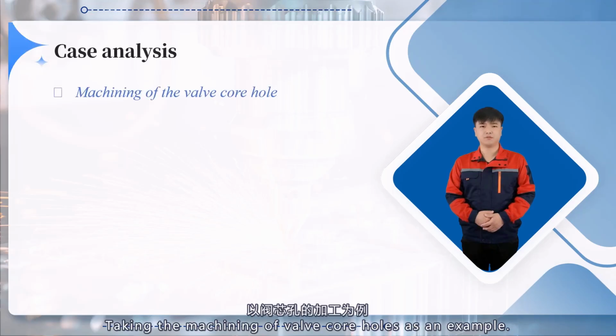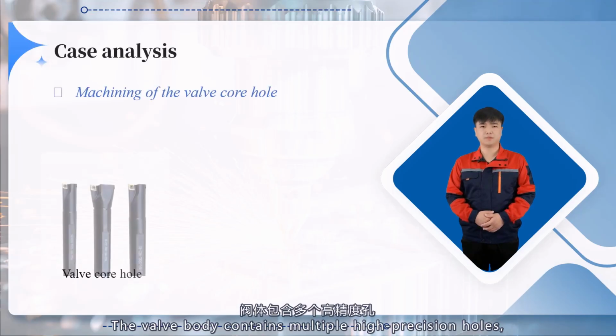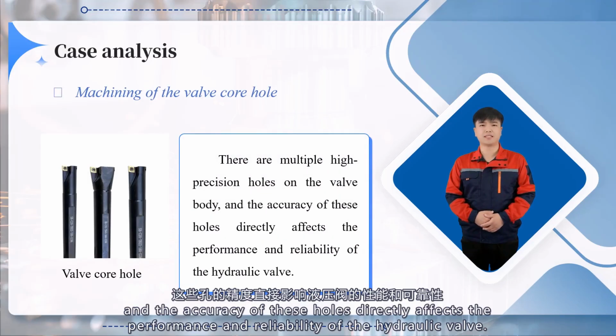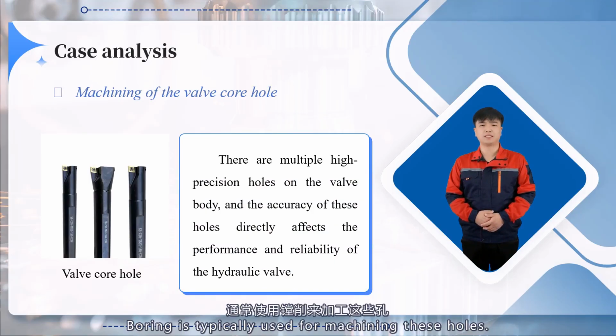Taking the machining of valve core holes as an example, the valve body contains multiple high-precision holes, and the accuracy of these holes directly affects the performance and reliability of the hydraulic valve. Boring is typically used for machining these holes.